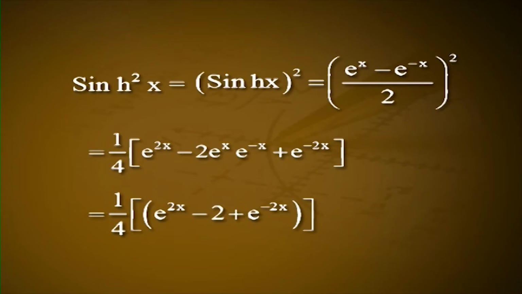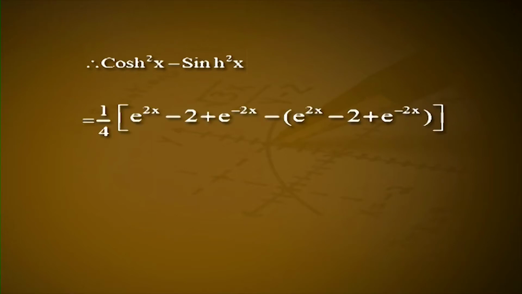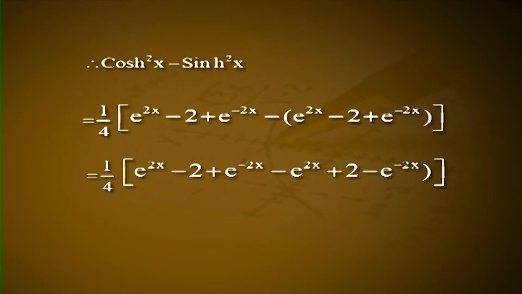Therefore, cosh square x minus sinh square x is equal to 1 by 4 into e raised to 2x plus 2 plus e raised to minus 2x minus e raised to 2x minus 2 plus e raised to minus 2x, which is equal to 1 by 4 into e raised to 2x plus 2 plus e raised to minus 2x minus e raised to 2x plus 2 minus e raised to minus 2x, which is equal to 4 by 4, which is equal to 1. Therefore, cosh square x minus sinh square x is equal to 1.